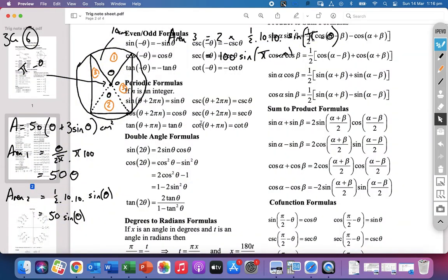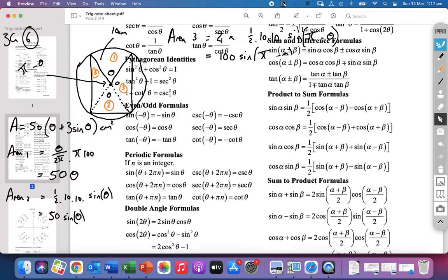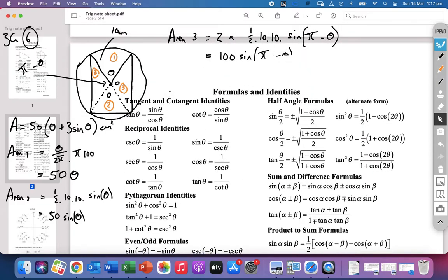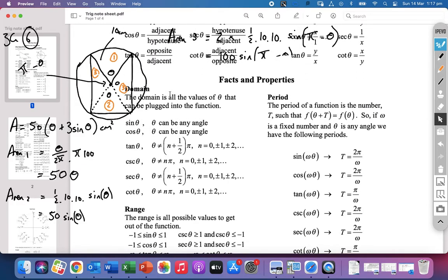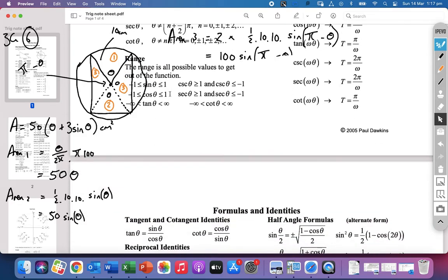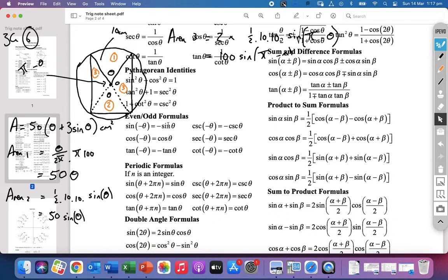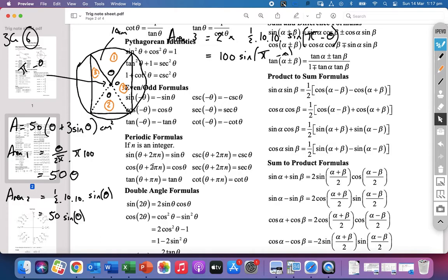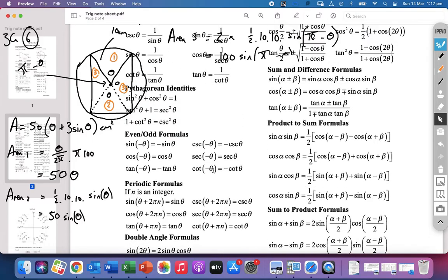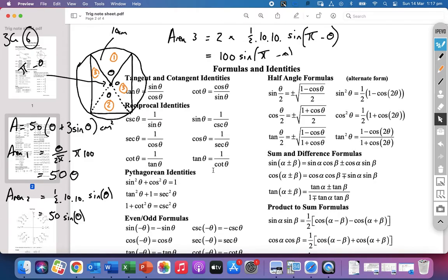The trig note sheet is probably hidden. Periodic formulas, even, odd. I haven't looked for it. It's not up there, is it? I'm looking for pi minus theta for sine. I've got that one. Oh, that's annoying. It's not written very clearly, is it? Or at all.